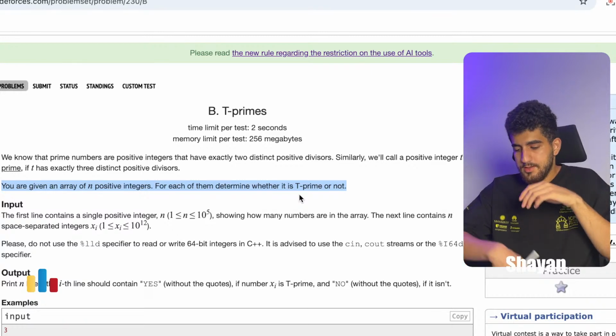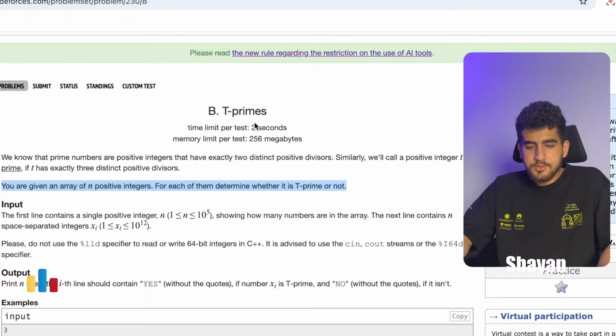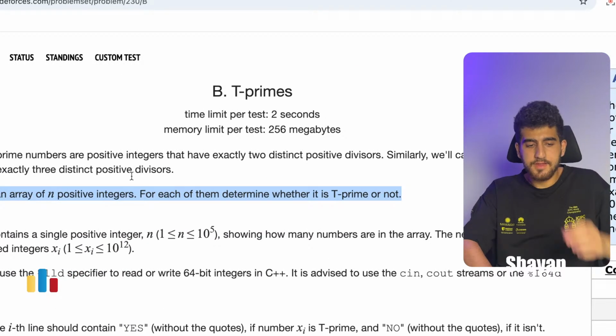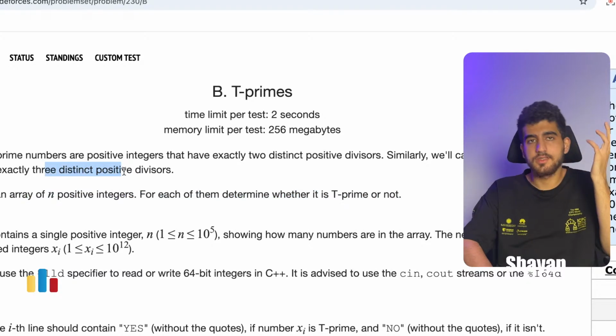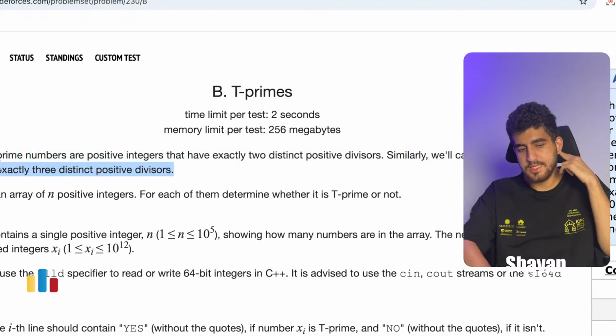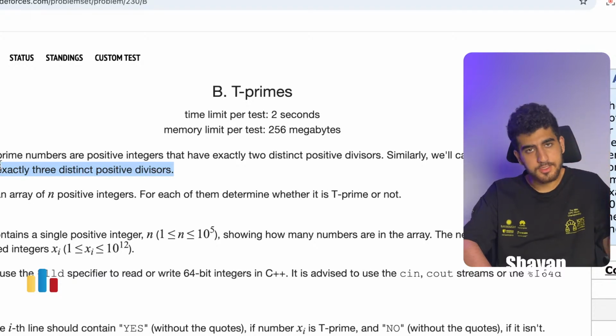So, first of all, what does it mean to be a T-prime? What does it mean to have exactly three distinct positive divisors? What do you think a number should be so that it has exactly three distinct positive divisors?